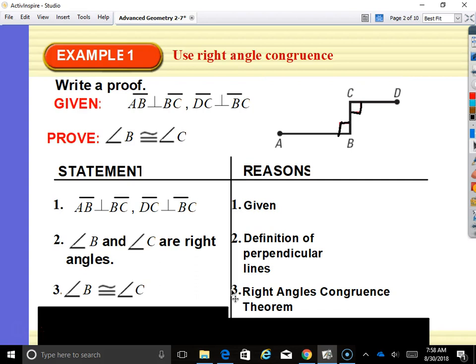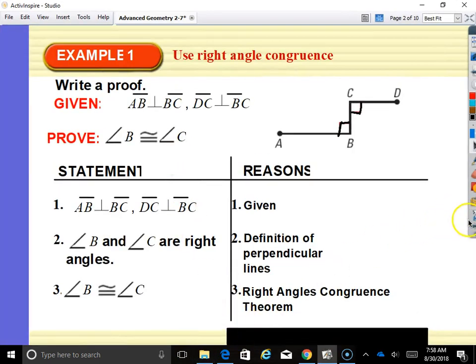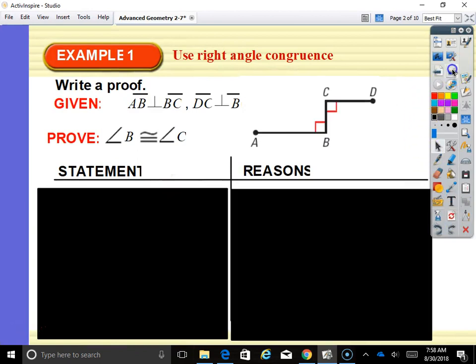Does that make sense? So you could have gone from the right angles to angle B equals 90, angle C equals 90, definition of right angle, and then set them equal to each other by transitive, because if they both equal 90, they equal each other. And then you'd have to get from angle B equals angle C into angle B is congruent to angle C, definition of congruence. Right? So you would just have that extra step. Okay. So, moving on.